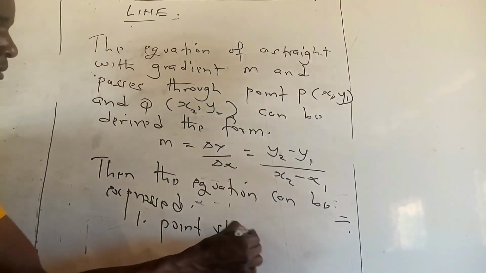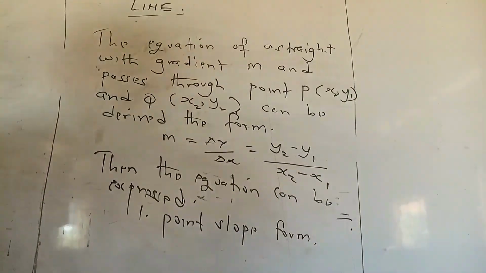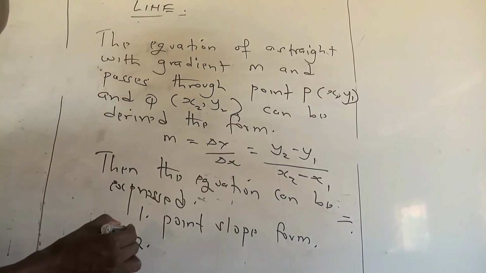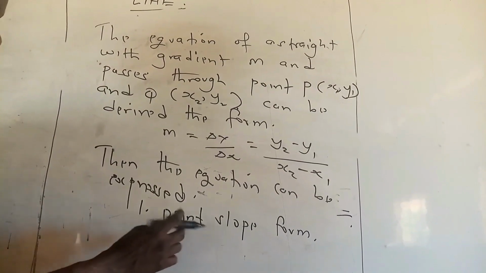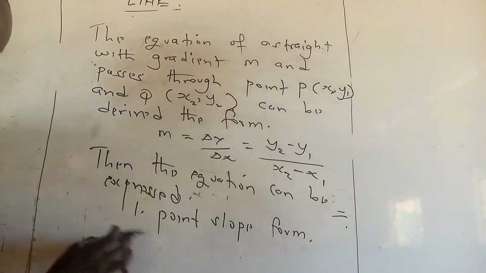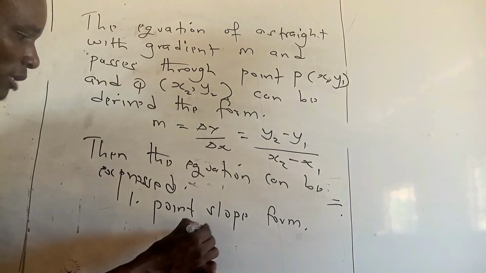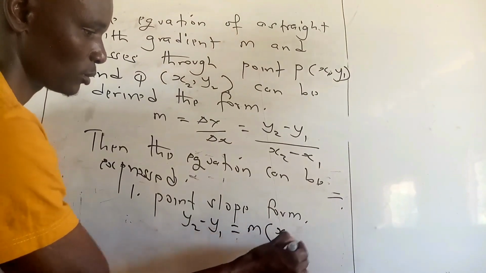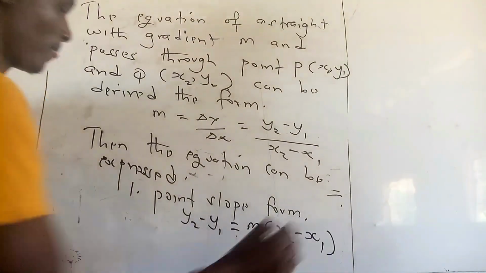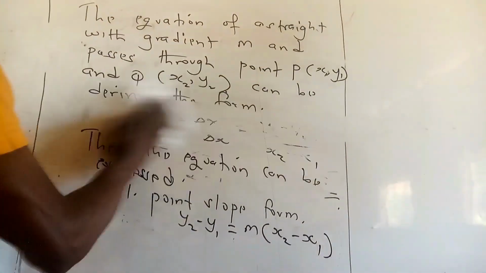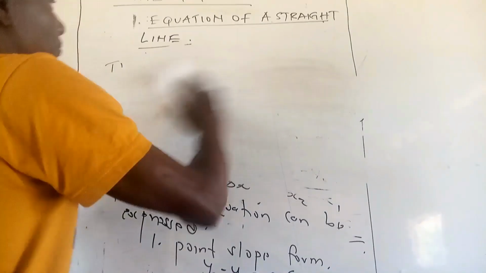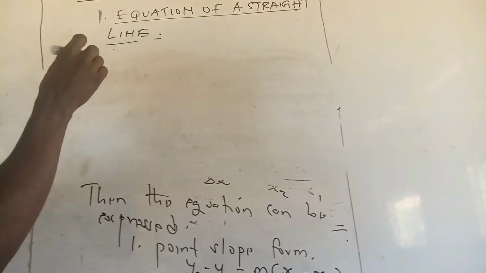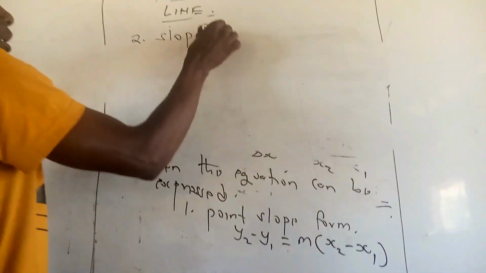Point slope form. The equation of that line can be expressed in point slope form, where we have y2 minus y1 equal to the gradient times the bracket x2 minus x1. Then the second form through which the equation can also be expressed is number 2, which is slope intercept form.